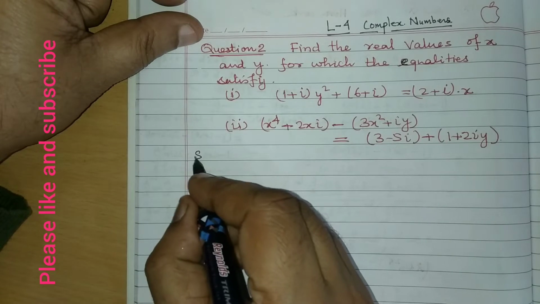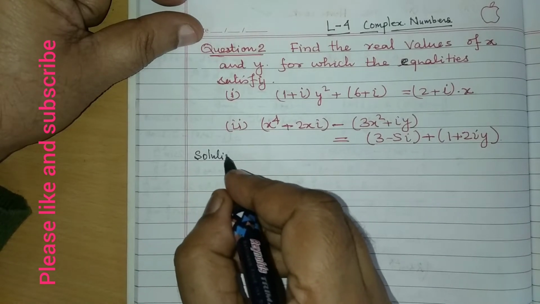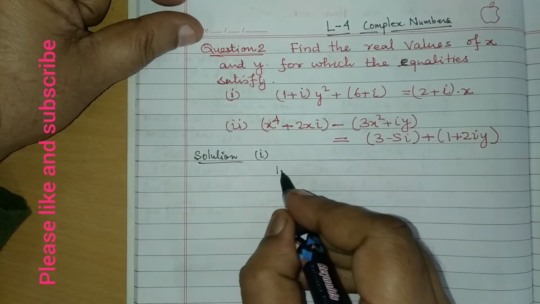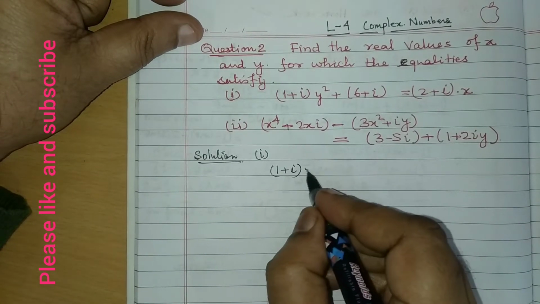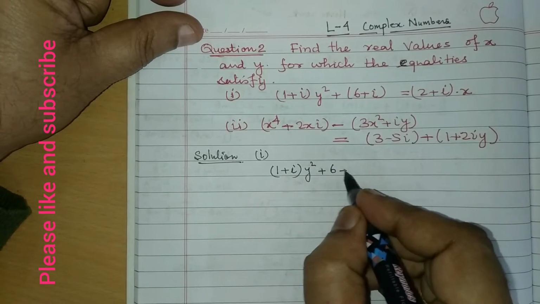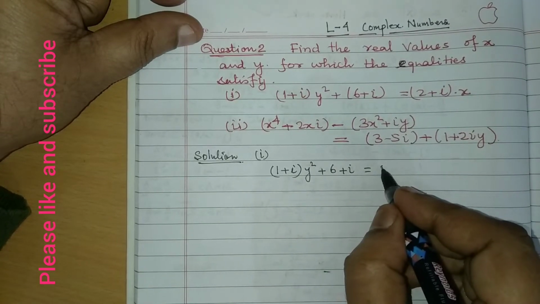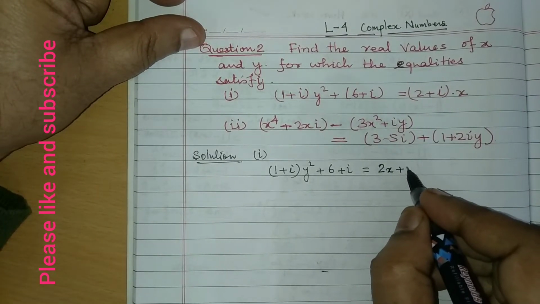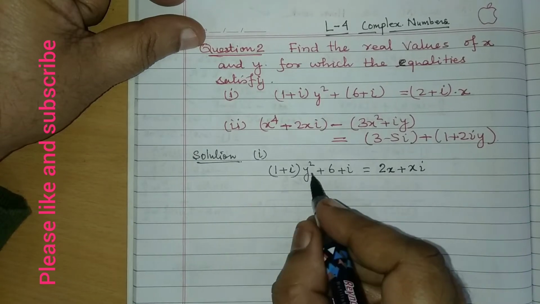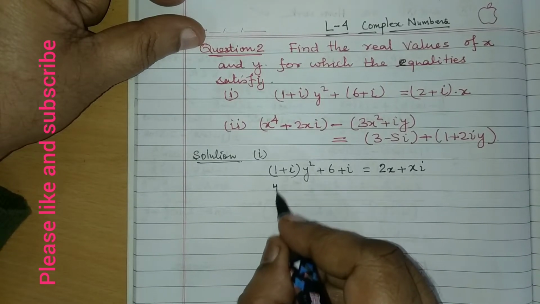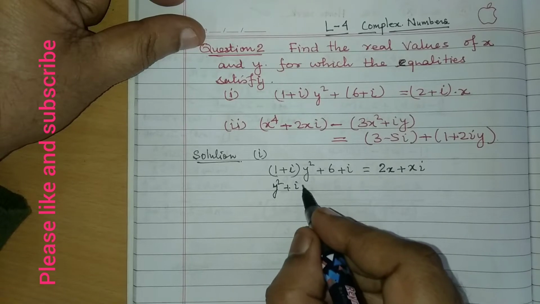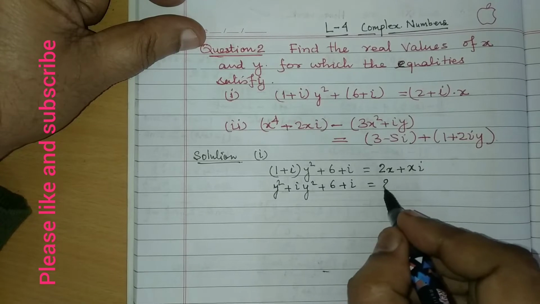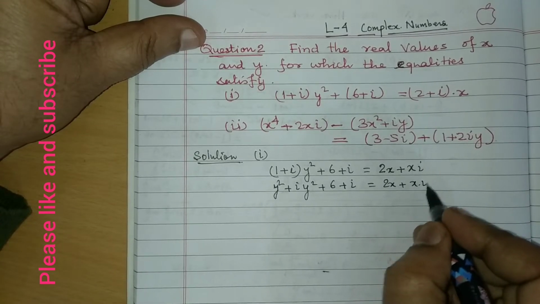Now the solution. Please see the solution first. (1 + i)y² + (6 + i) = (2 + i)x. I am just multiplying over here: 2x + xi. So now here we are multiplying: y² + iy² + 6 + i, and 2x + x into i.